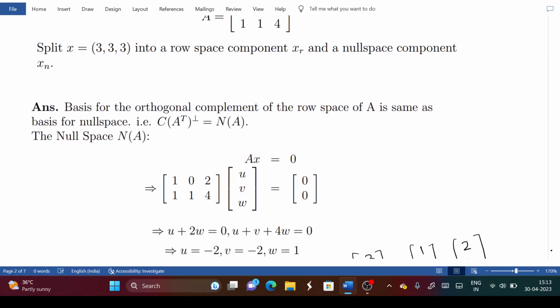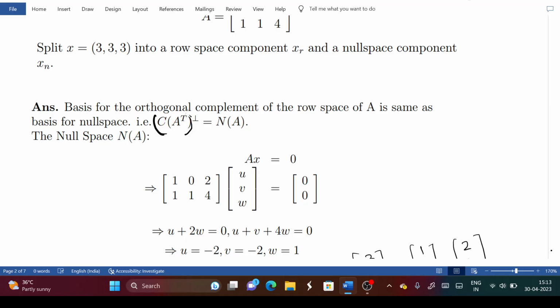The basis for the orthogonal complement of the row space of A is the same as the basis for the null space, as the orthogonal complement of the row space is the null space. So what is the null space basis?